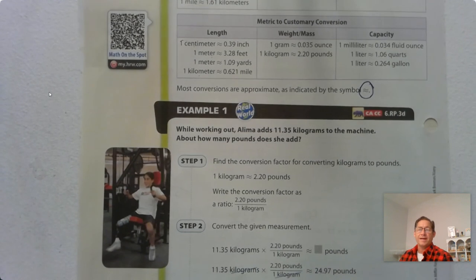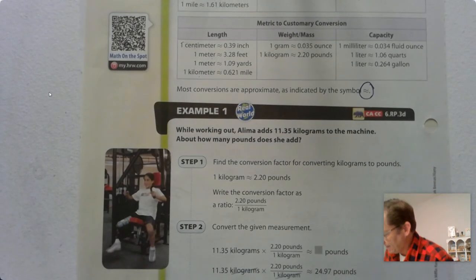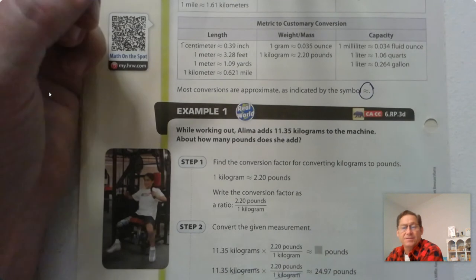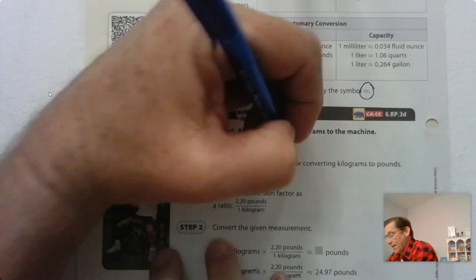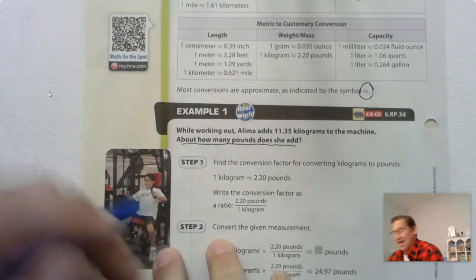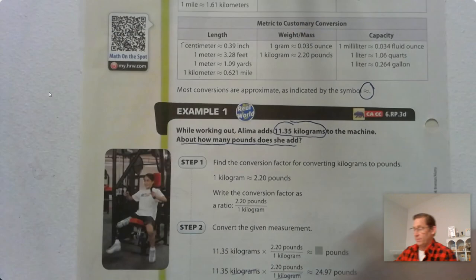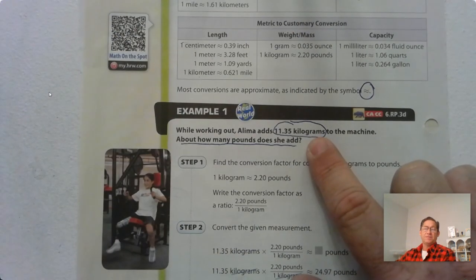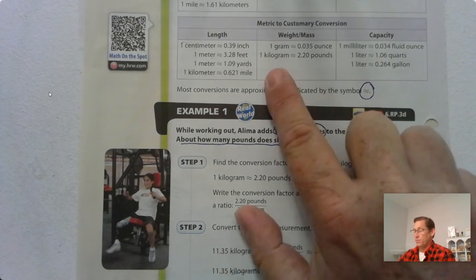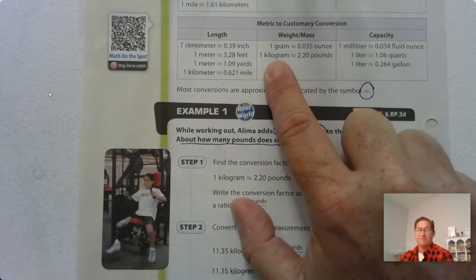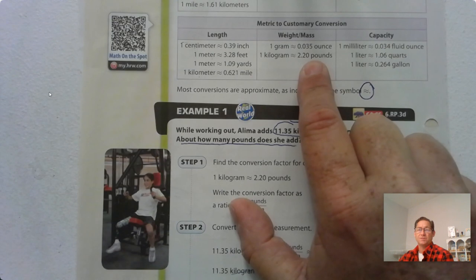All right, while working out, Alima adds 11 3/500 kilograms to the machine. About how many pounds does she add? All right, well, they're telling us to go from kilograms to pounds. So we would use this conversion. They gave us the kilograms, we want pounds.